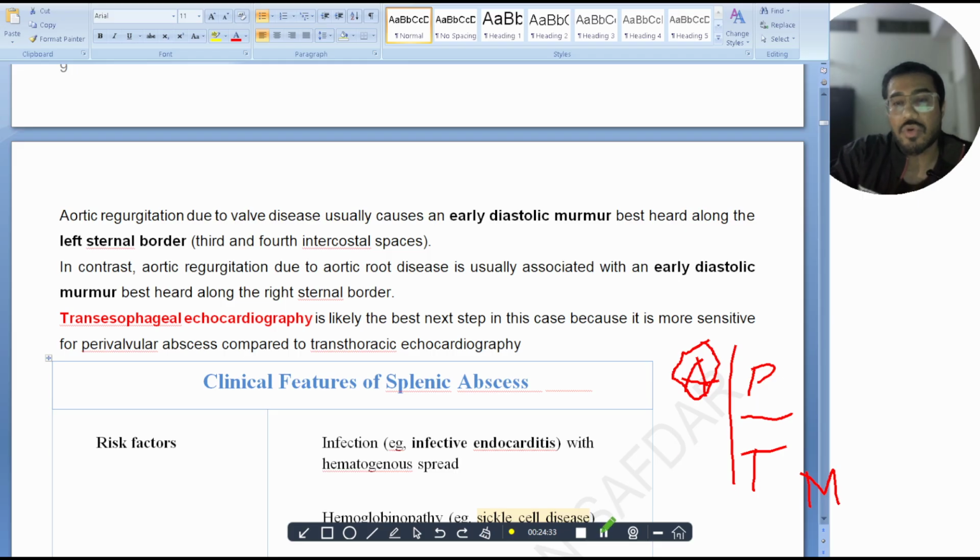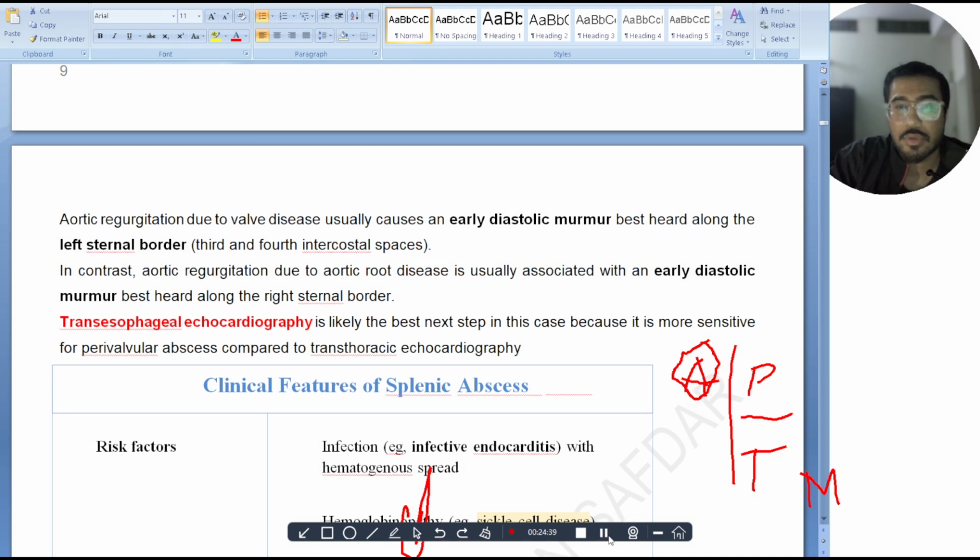You can also hear other murmurs like A and P. The way I remember it is A P regurg. So this line represents A and P regurg due to valve. And if the regurg is due to aortic root disease, it's gonna be at the A area, which represents aortic stenosis.